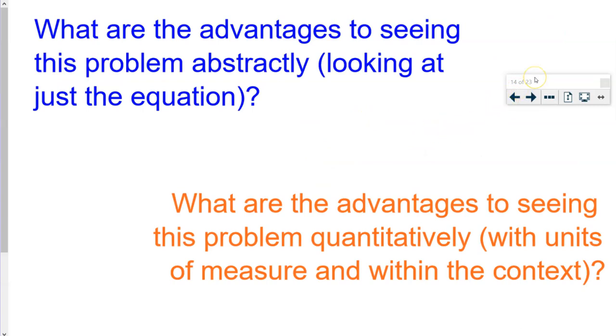So what are the advantages to seeing this problem abstractly, looking at just the equation? What were some advantages? Yes, Daxton. It was fast, super fast. Any other? Yes, Jaden. Say that again. It was easy. Yeah, it was easy. It didn't really require a whole lot of thought process for such a simple equation, right?